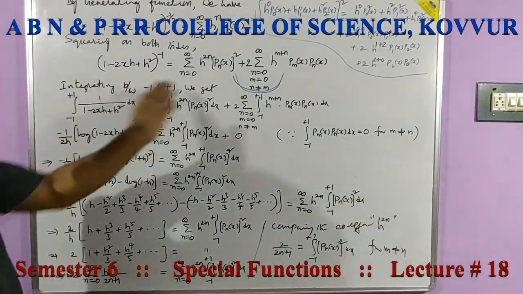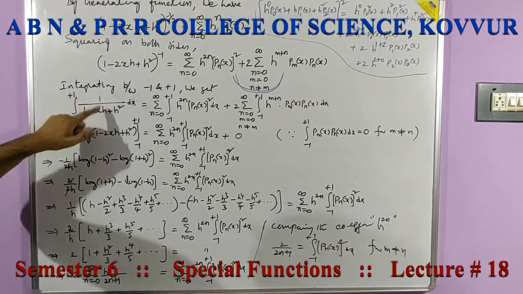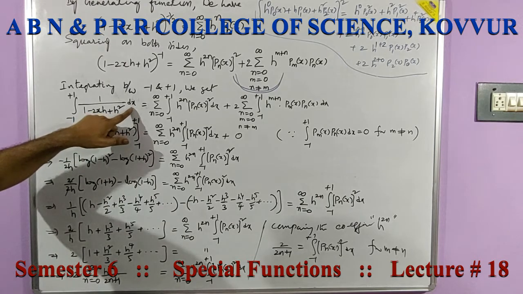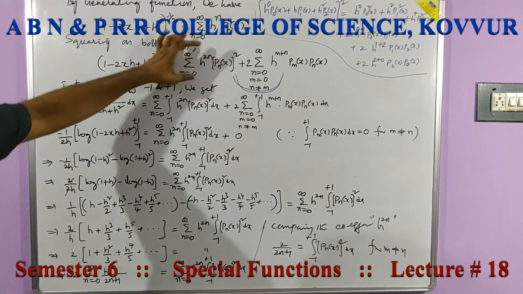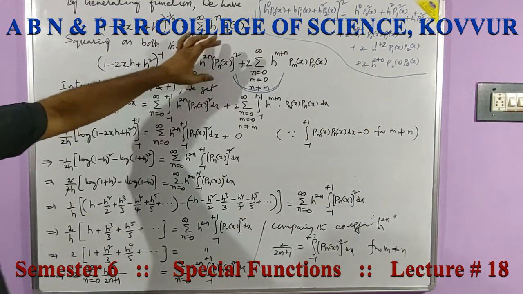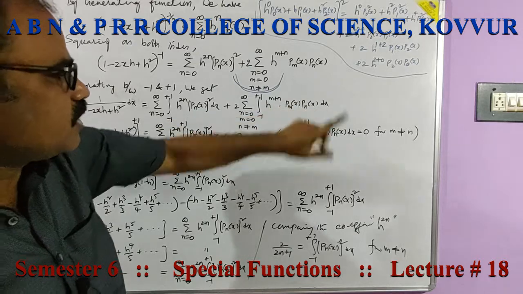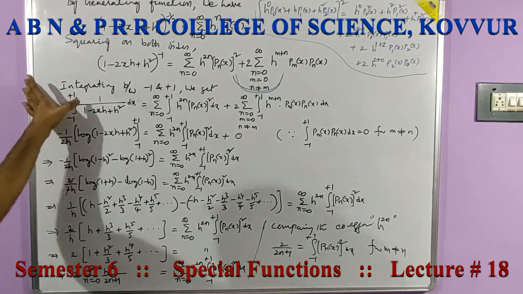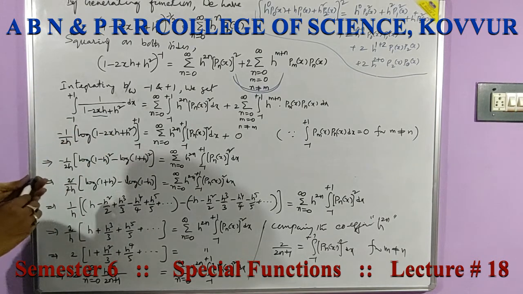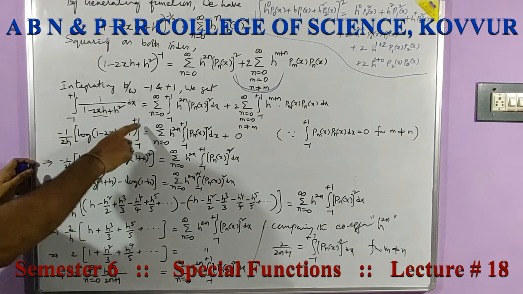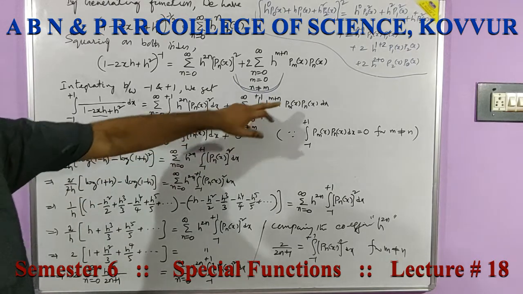Let us integrate this equation between the limits minus 1 and plus 1. Integral minus 1 to plus 1, 1 by 1 minus 2xh plus h square dx, equals sigma n equals 0 to infinity, integral minus 1 to plus 1 h power 2n (Pn(x)) whole square dx, and this is also 2 into so and so, integral minus 1 to plus 1 h power m plus n Pm(x) Pn(x) dx. The left side is minus 1 by 2h log of 1 minus 2xh plus h square between the limits minus 1 and plus 1, and this is as it is, and this one becomes 0.